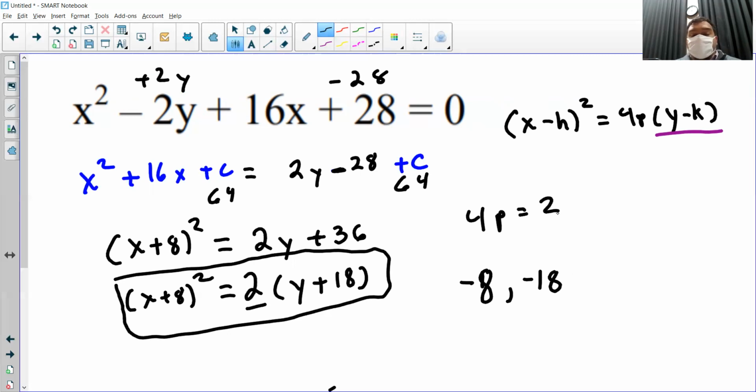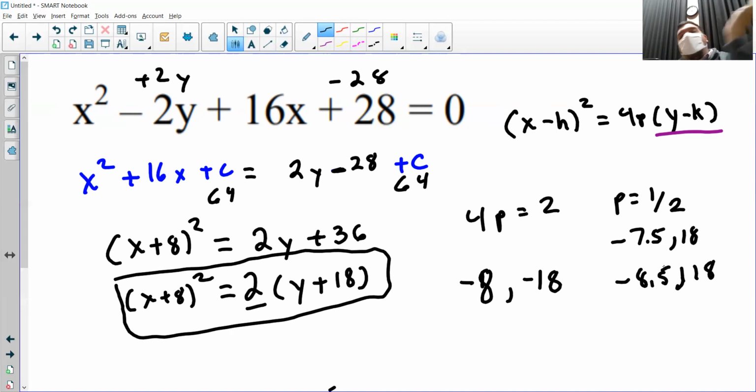That means this p value, which is p equals a half, I would add to get to the foci. So my foci would be half of this, so negative 7.5, 18. And I would subtract the p to get to the directrix, that dotted line that's under the parabola. So negative 8.5, comma 18. These don't fit in a graph. That's why I didn't want to graph these. Tomorrow I'll make ones that can fit in a graph and we can practice that.